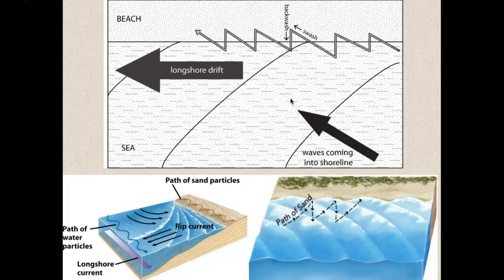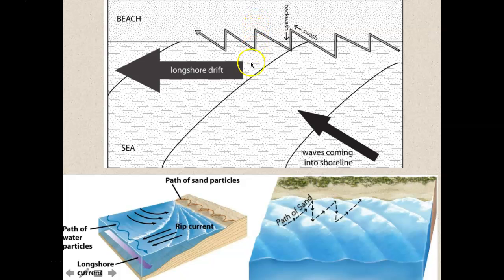All right, here's what that looks like, carrying sand. So these thin lines here are the wave crests. These are waves coming into a shoreline. This rectangle up here is the beach. This arrow here is the direction that the wind is blowing. So sand grains come up the beach and then go straight back down the beach and then up the beach, kind of in a seesaw pattern, swashing up and backwashing down.